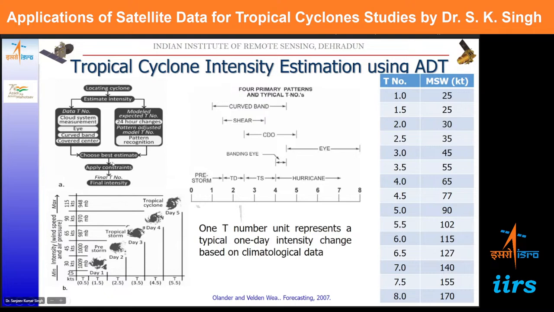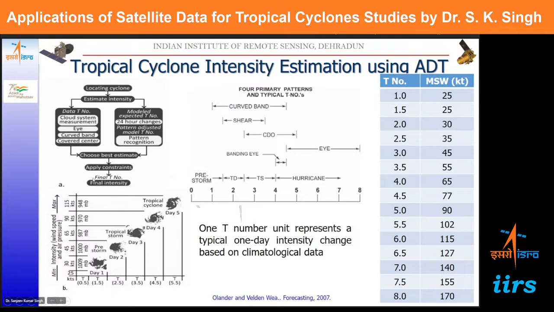The final current intensity number is determined for this time, along with the model expected number for 24 hours later. So they apply the final T number to compute the current intensity, and then they forecast the 24-hour intensity. The forecast intensity number is based on the current intensity and the observed signal in the cyclone cloud pattern and the environment.